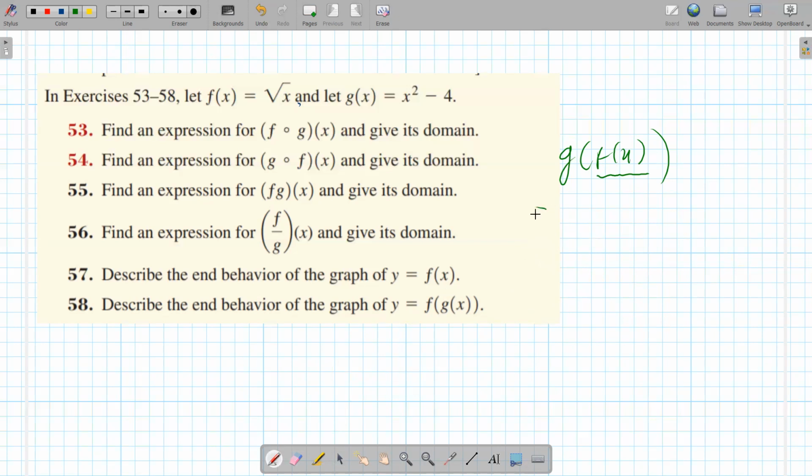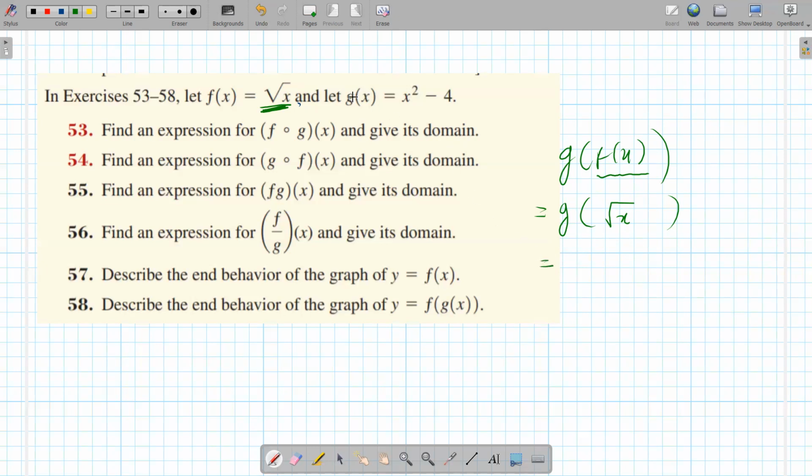g of f of x, right? The thing on the outside stays outside until you attack the function inside. I didn't multiply anything. Now you see f of x, I'm going to replace this with what it is. What's f of x? That's the square root of x. So now you get g of square root of x. Okay, that's step one.